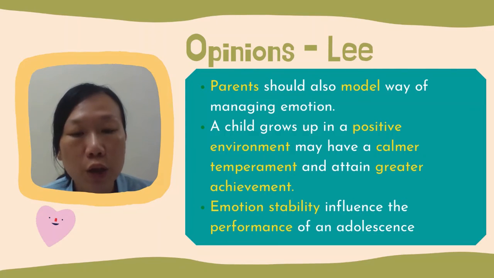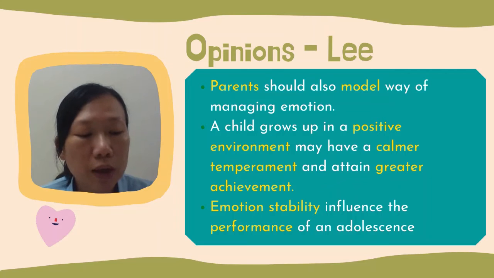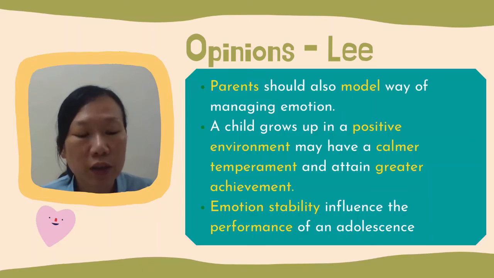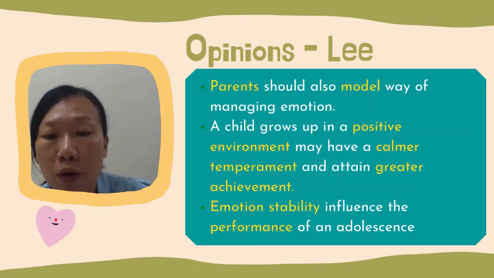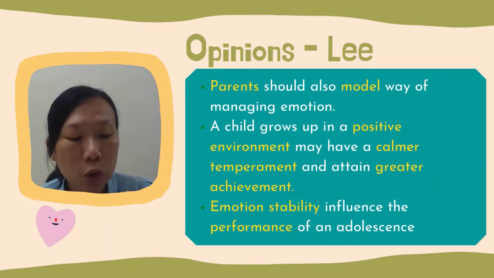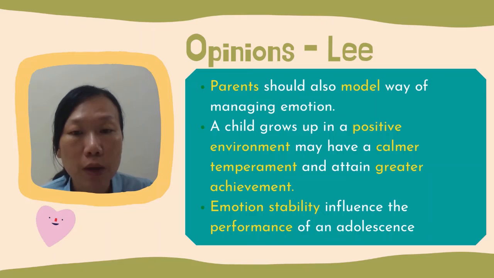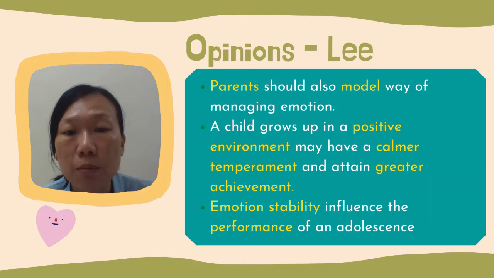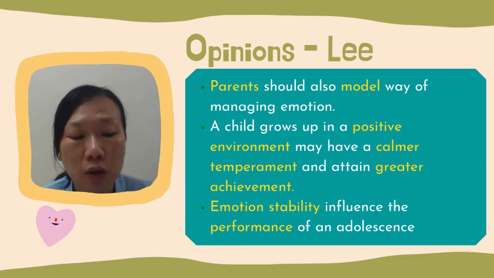Parents should also model ways of managing emotion. They should be the role model. They need to model how to safely talk out hard feelings and not act them out by yelling at the teenagers. If you yell at the teenagers, they will also yell back at you because they are emotional and you are also emotional. Next, a child who grows up in a positive environment may have a calmer temperament and attain greater achievement. So the parents have to be calm and have good emotional management, then the child will have a calmer temperament. Lastly, emotional stability is very important because it influences the performance of an adolescent.